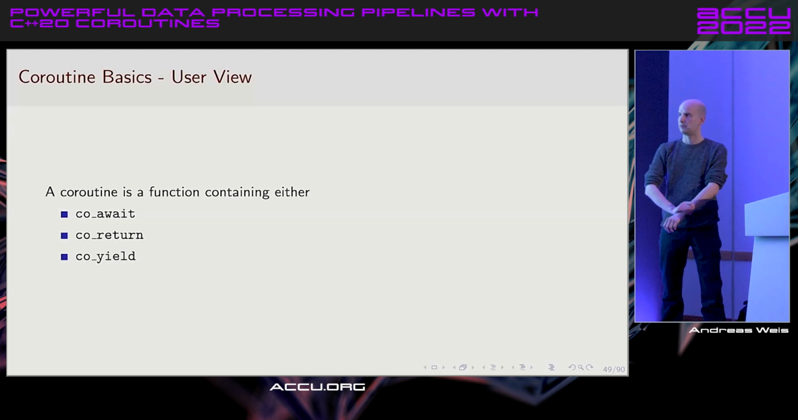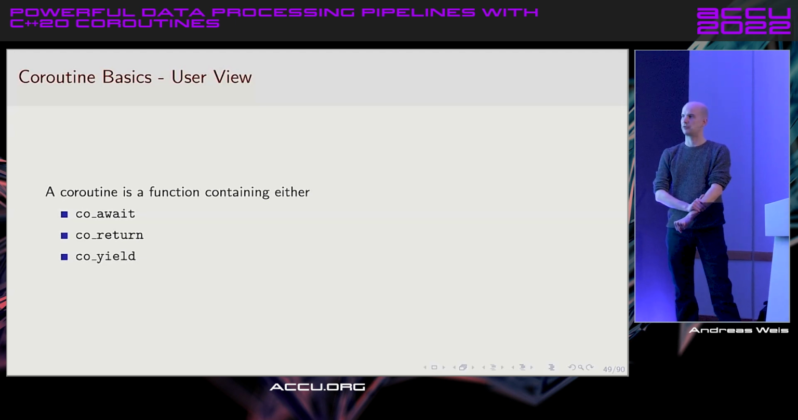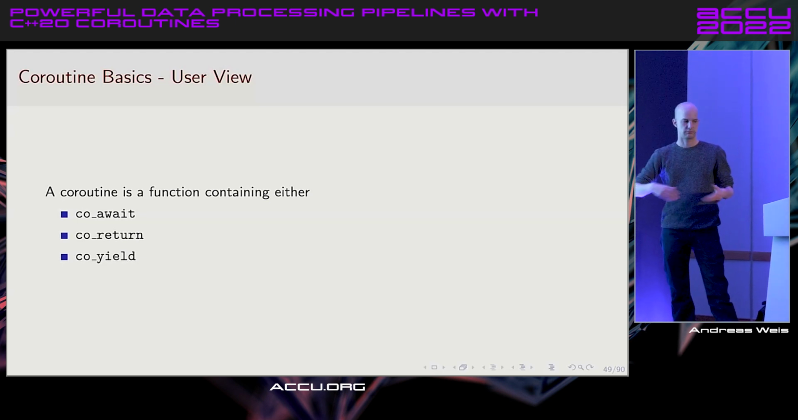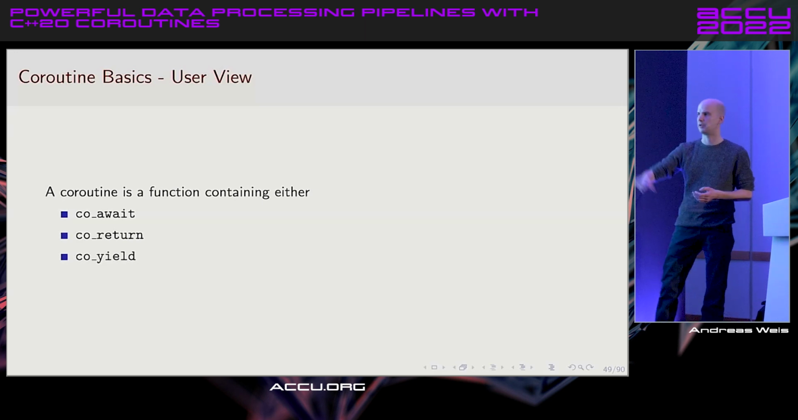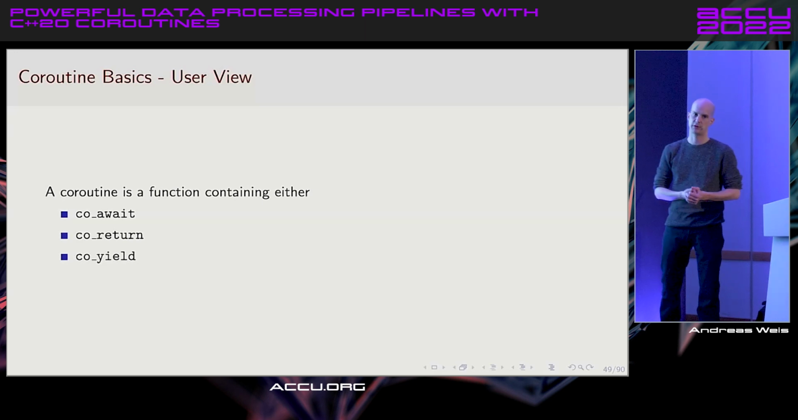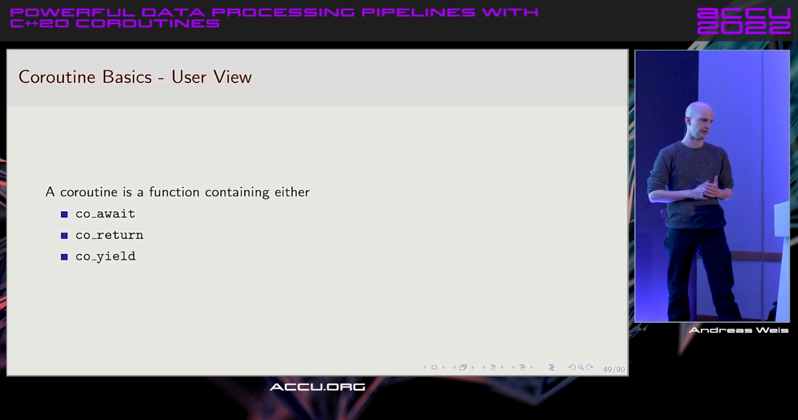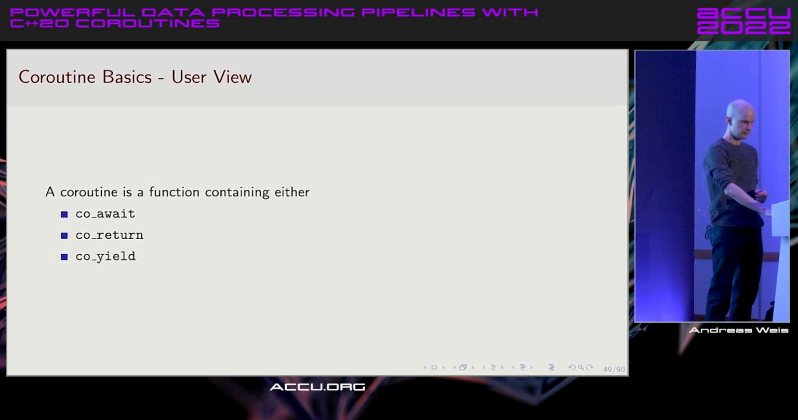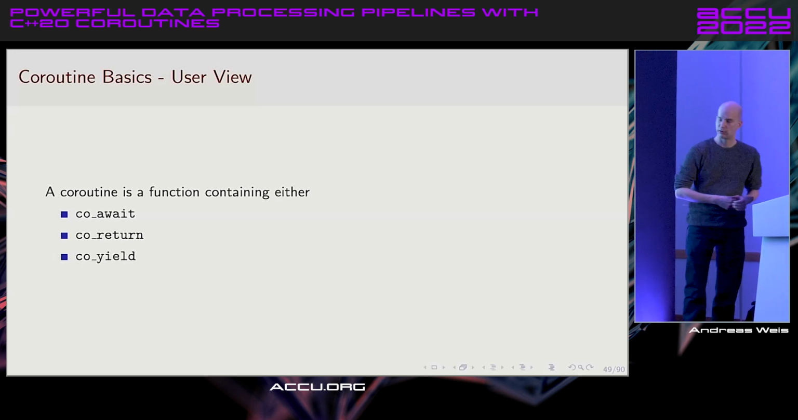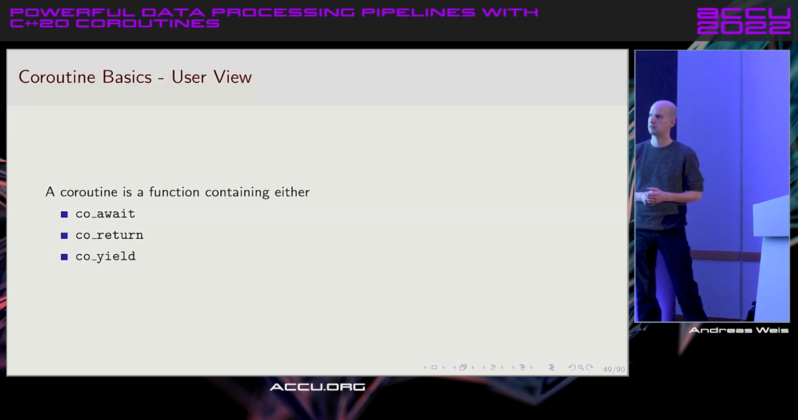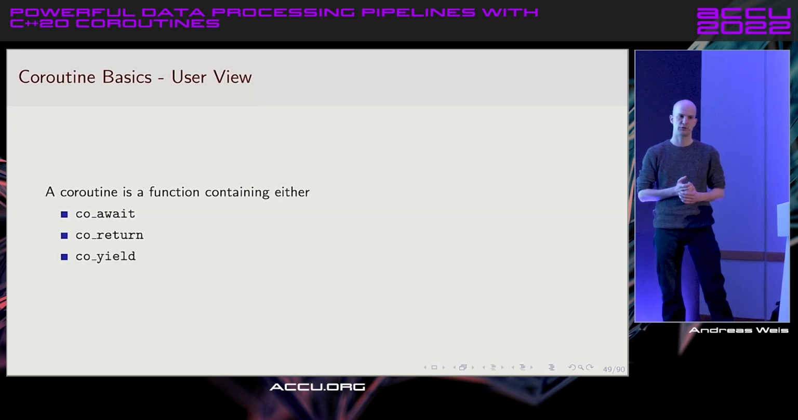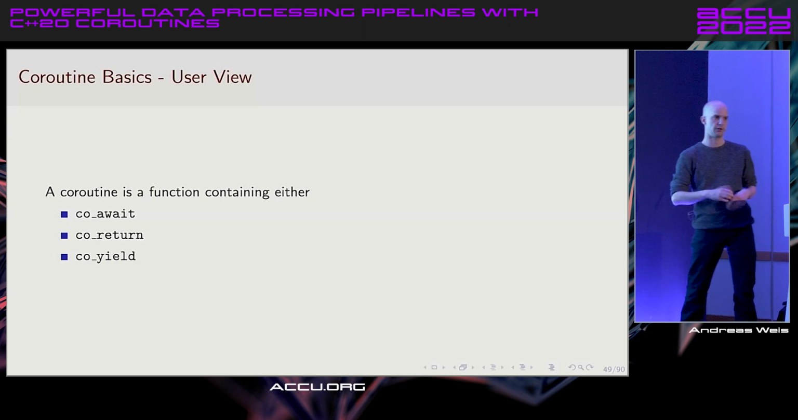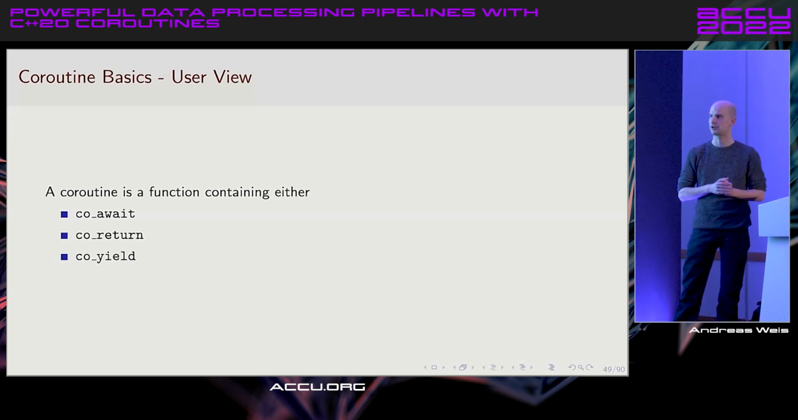As a user, I can recognize a coroutine. So if I want to tell whether a function is a coroutine, I basically need to look for these 3 keywords. If either of them appears in the function body, then it's a coroutine. We are mostly going to talk about the co_await keyword, which is probably the most interesting of the 3 because that is what allows you to suspend a function.